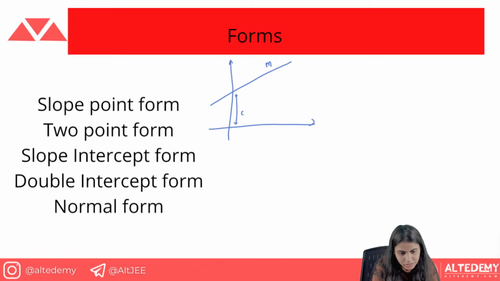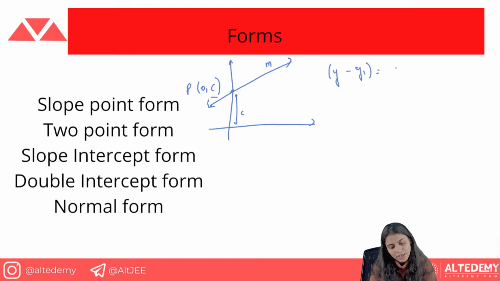This is the intercept. So what does it mean? That this point has x coordinate 0 and y coordinate c, because this is the y intercept here. Considering this is the equation of the line, this can be written as point P, and this is the intersection point 0 comma c. So the equation can be written as y minus y1 is equal to m times (x minus x1).